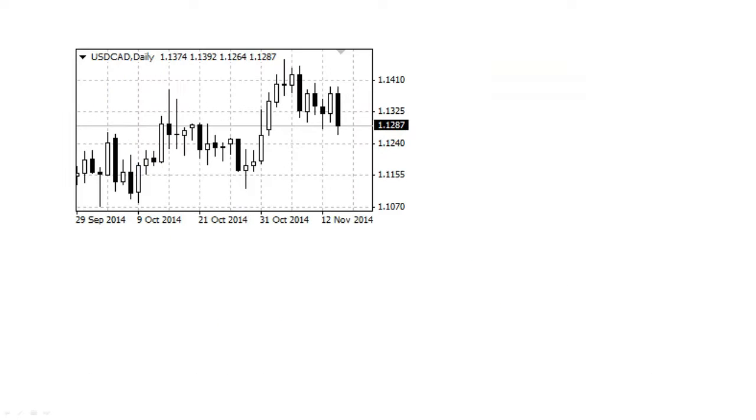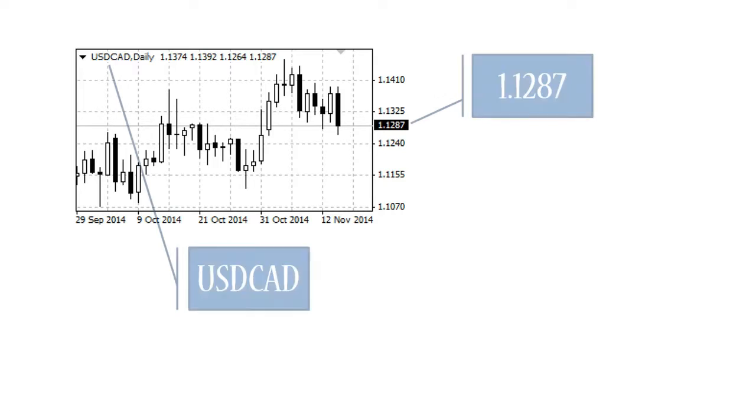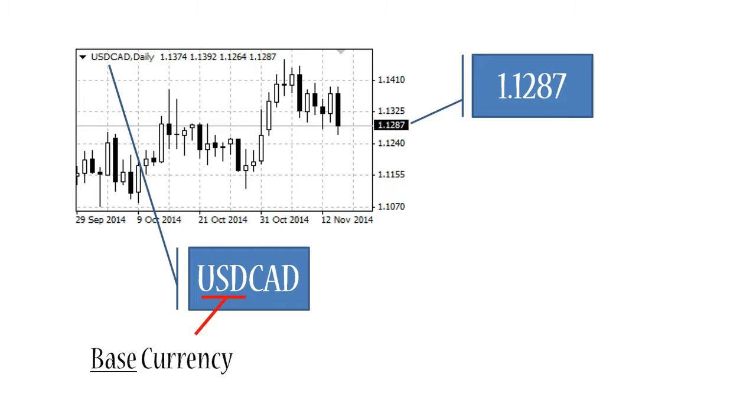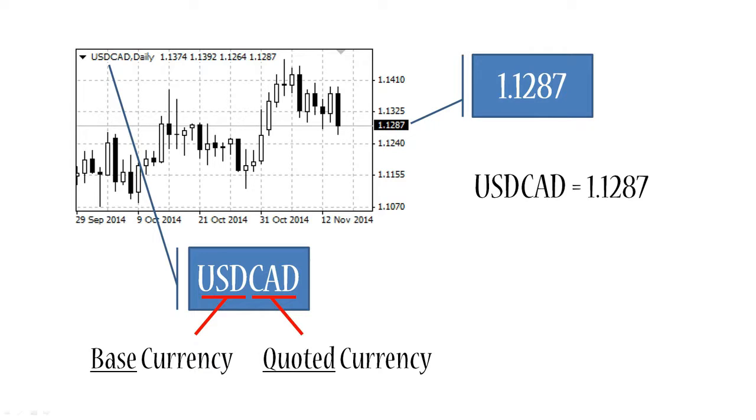Let's take US dollar, Canadian dollar for instance. And this example will be a bit more tricky because the US dollar is on the left. Now as you can see, the US dollar is the base currency in this example. And the Canadian dollar is the quoted currency. How do we read this chart? Very similar approach. US dollar Canadian equals 1.1287. It's the same as putting a slash in between the currencies.